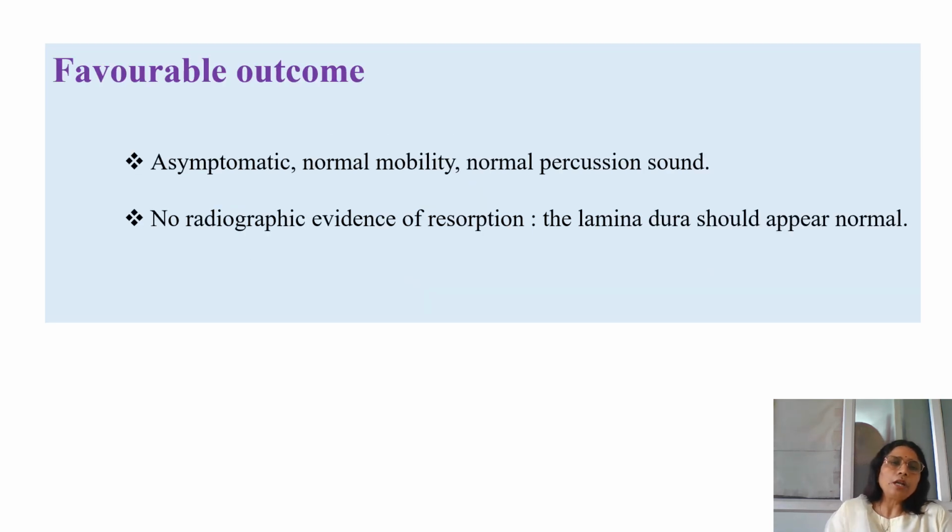To evaluate, we can get two types of outcome, favorable outcome and unfavorable outcome. For a favorable outcome, the tooth should be asymptomatic in the follow-up visit. There should be normal mobility and normal percussion sound. There should not be radiographic evidence of any resorption. The lamina dura should appear normal.